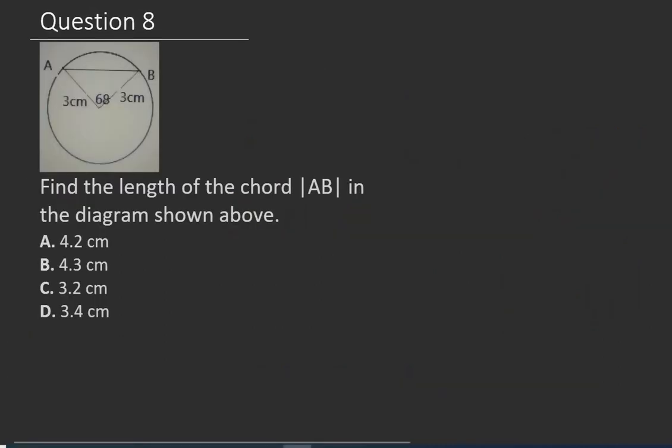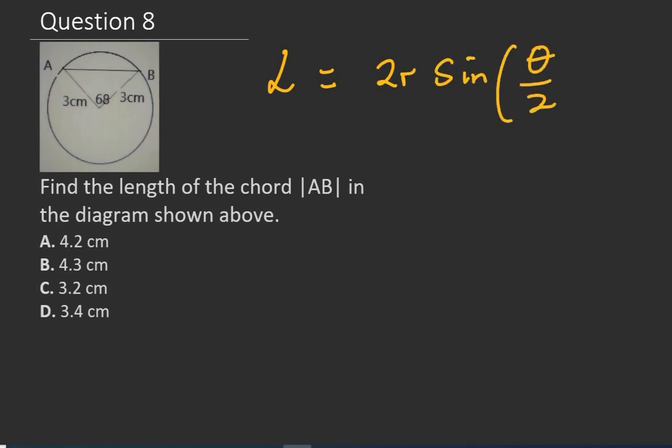Okay, question 8. Find the length of the chord AB in the diagram shown below. Length of chord equal to 2 radius sine bracket theta divided by 2. This is the formula you need to solve length of chord. Now, the arrow there stands for the radius. The radius is the distance from the center of the circle to any point in the circumference. So the radius here is 3 centimeters.